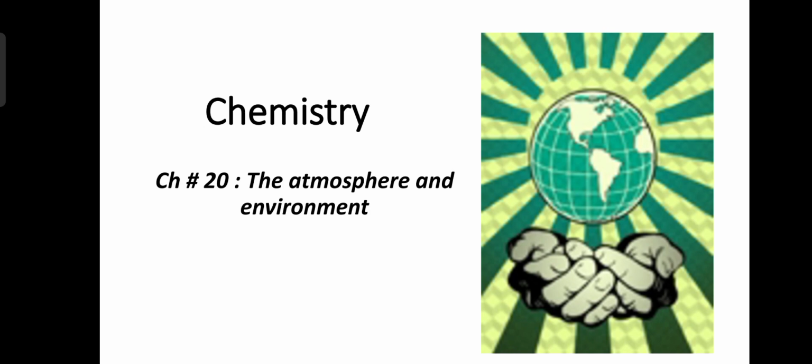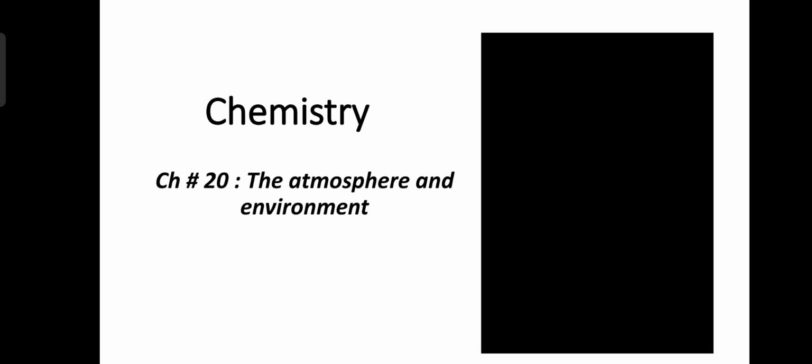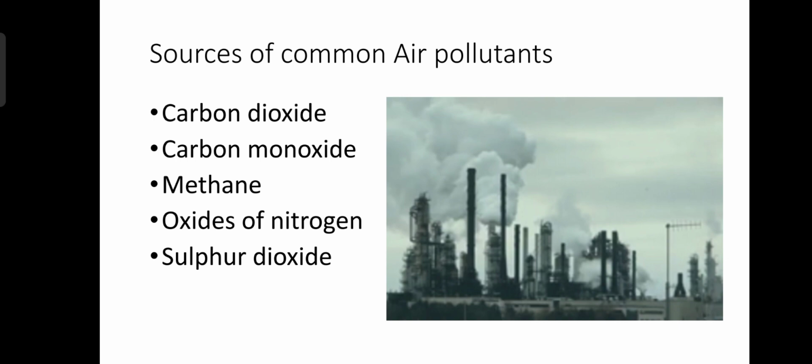This is your chemistry lecture, and as you know we are discussing unit 20, that is about the atmosphere and environment. And so far in this chapter we have discussed composition of air and also air pollution. Air pollution is a condition in which air contains a high concentration of chemicals that can harm living or non-living things.